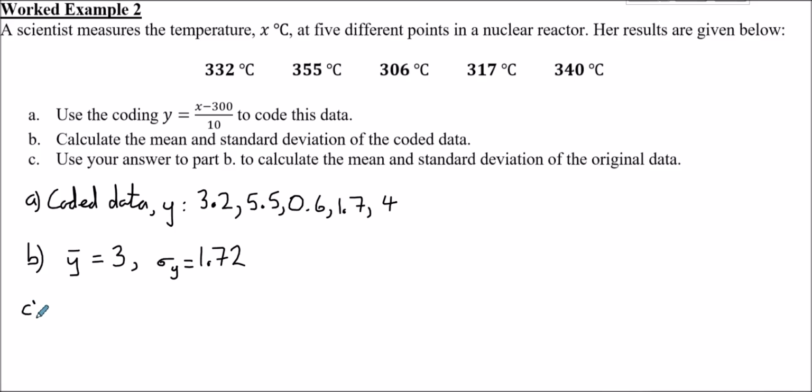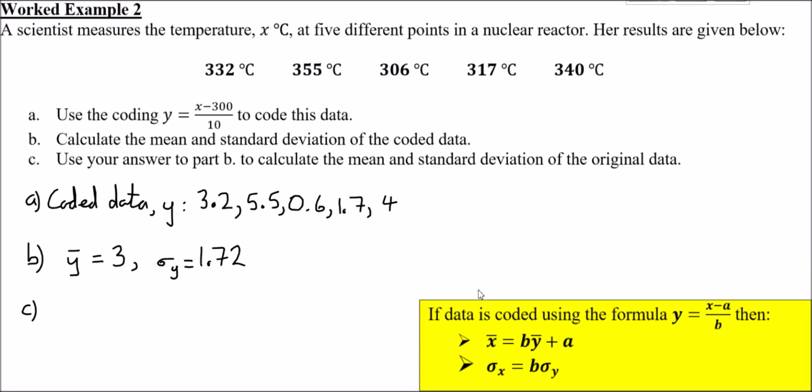So then part C, again similar to worked example 1, just using what we have already, calculate the mean and standard deviation of the original data. At this stage again I'm just going to remind you of the formulae we had, which will be useful. There they are. So the mean for x is going to be what we divided by multiplied by the mean of y. So 10 lots of the mean of y plus what we subtracted, so plus, in this case, 300.